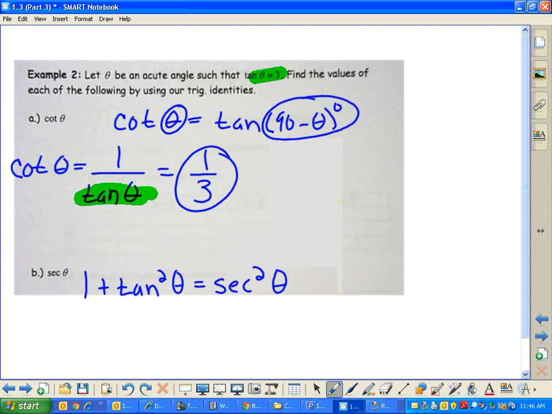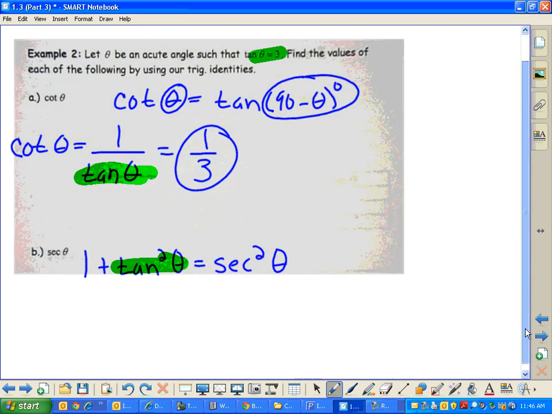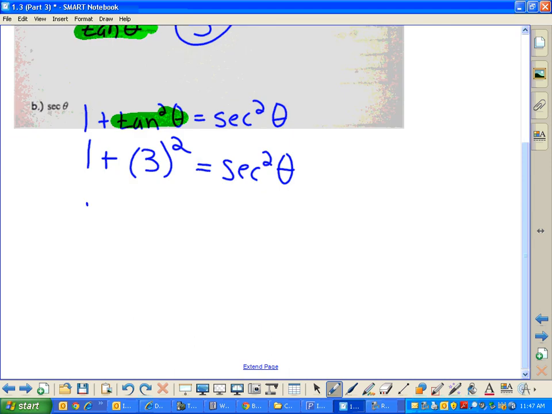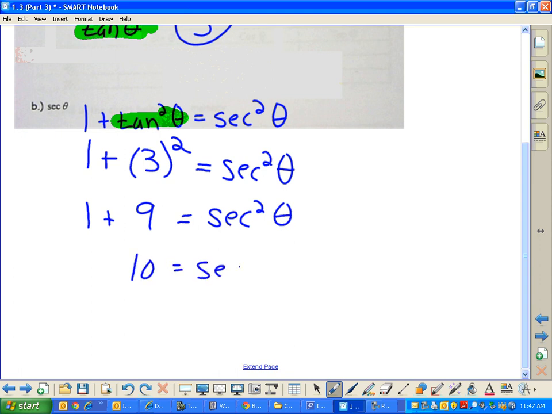Okay, now I'm going to substitute what I know into the problem. I know that the tangent of theta is 3. So again, I'm going to work with the tangent of theta, and the tangent of theta is 3. Careful though, we want tangent squared theta in this identity. So we're going to do 1 plus 3 squared, not just 3, equals secant squared theta. So 3 squared, I'm going to simplify that. That's 1 plus 9 equals secant squared theta. In other words, 10 equals secant squared theta.